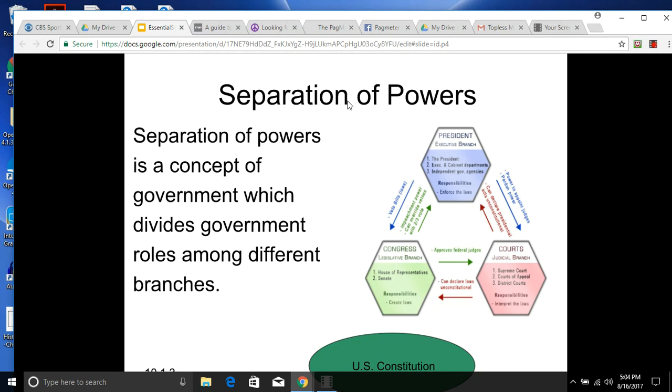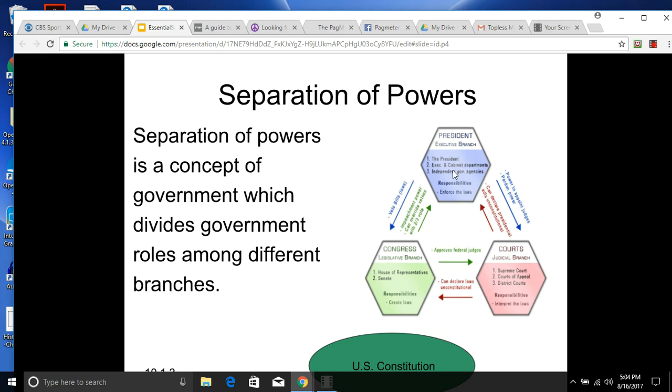The next characteristic of the Constitution that I want to talk about is another way that power is limited, and it's called separation of powers. This is different than federalism, but it's somewhat similar. Separation of powers is a concept of government which divides government roles between different branches. And this diagram shows those branches.